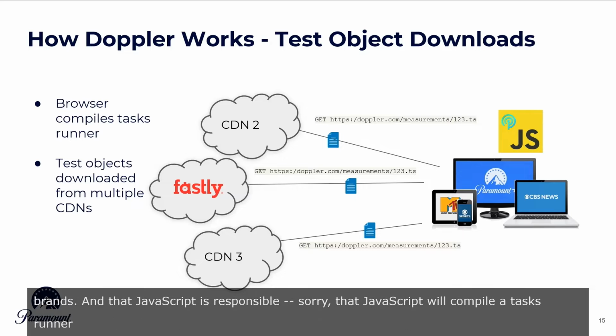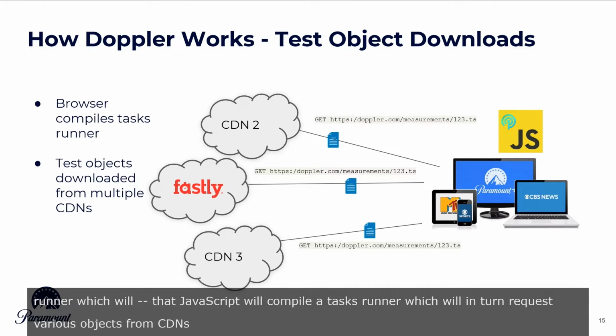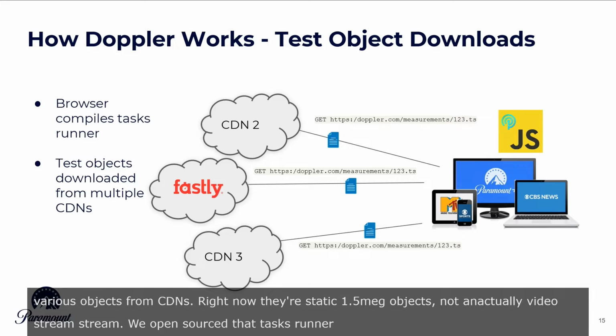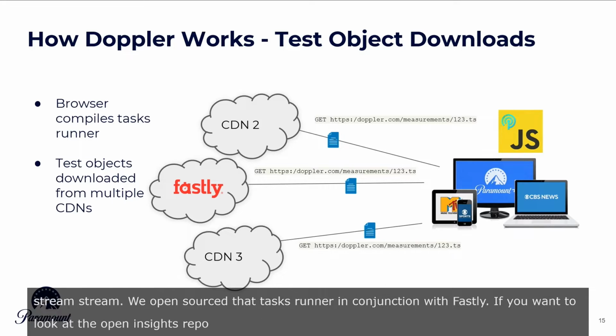That JavaScript will compile a tasks runner, which will in turn request various objects from CDNs. So right now they're static 1.5 meg objects. They're representative of video stream data, but it's not an actual video stream. We open sourced a version of that tasks runner actually in conjunction with Fastly. So if anyone wants to check out the Open Insights repo, you can compile your own tasks runner in a browser.